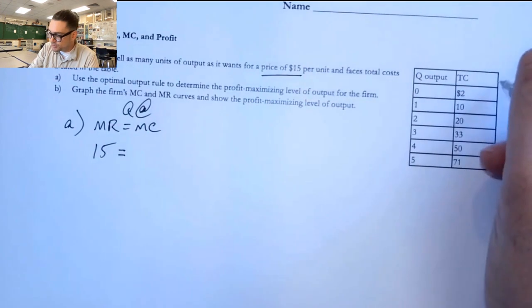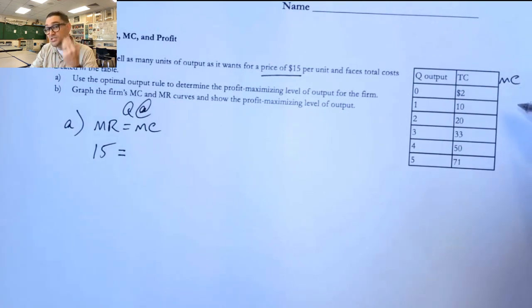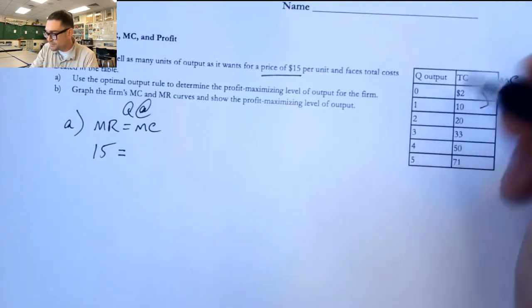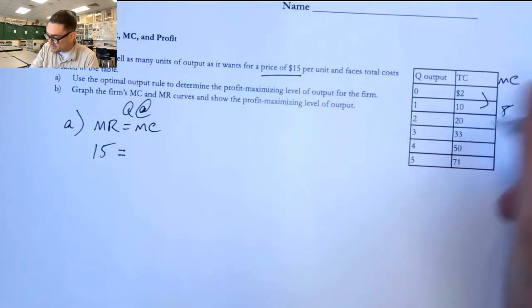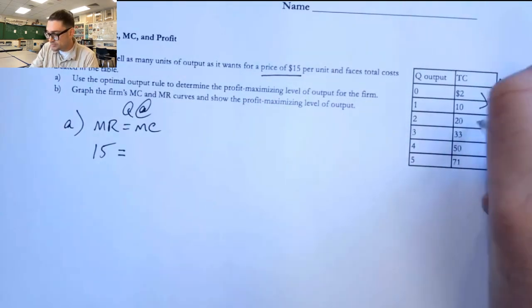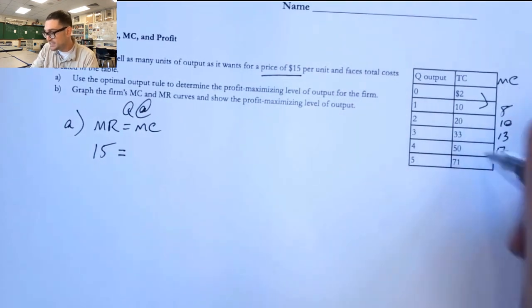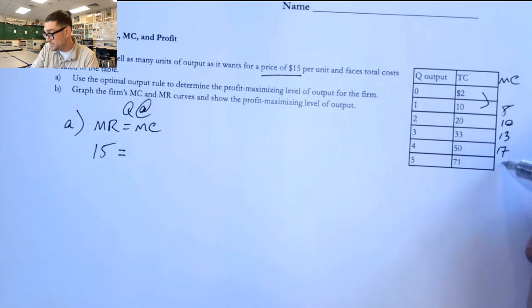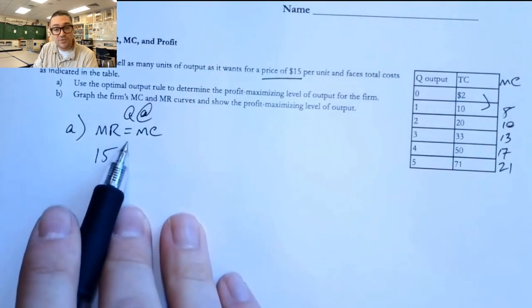And in order to find the marginal costs, that's the change between each unit, the additional cost associated with each additional unit. So when we move from the 0th to the first unit, we go from 2 to 8, that's 8. Then 10 to 20 is 10. 20 to 33 is 13. 33 to 50 is 17. And then the last one is 21. So the marginal costs here don't line up with the equal sign.